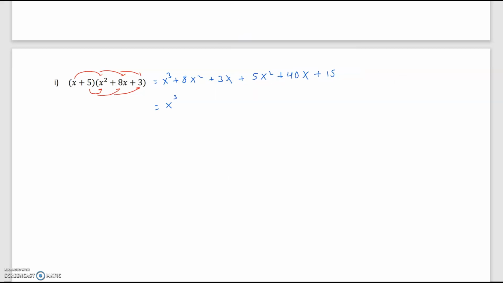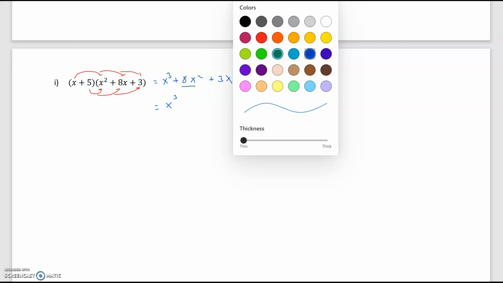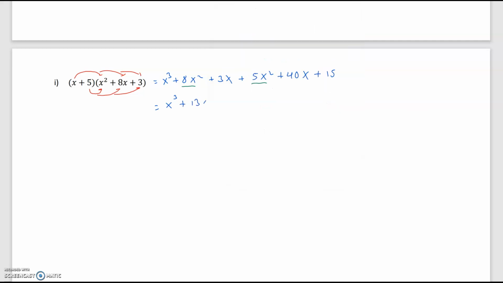Now, let me start looking for x squares. I see an x squared here, another x squared there. So that's going to give us a total of plus 13x squared. Then we're looking for x's by themselves. 3x and then 40x. And that's all the x's I see. So 43x. And then we're just left with the plus 15. Okay, so let me take a look to make sure that nothing was omitted. And we're good on this one.